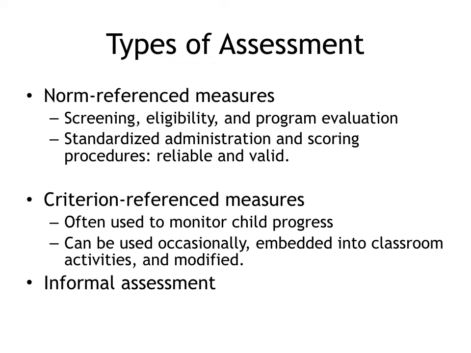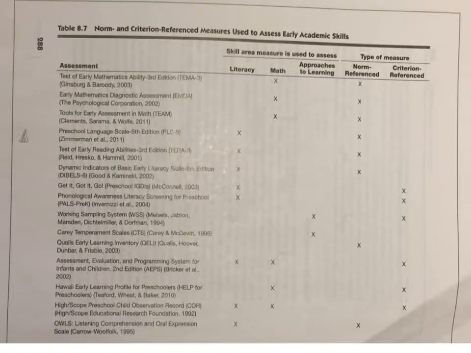We also talked about different types of assessment. Standardized tests are available for these academic skills as well. So norm-referenced tests and criterion-referenced tests are available. Informal assessments, including teacher-designed tests, observation, or rubrics, are frequently used to measure students' progress in these academic skills. These are examples of standardized tests available to assess early academic skills.